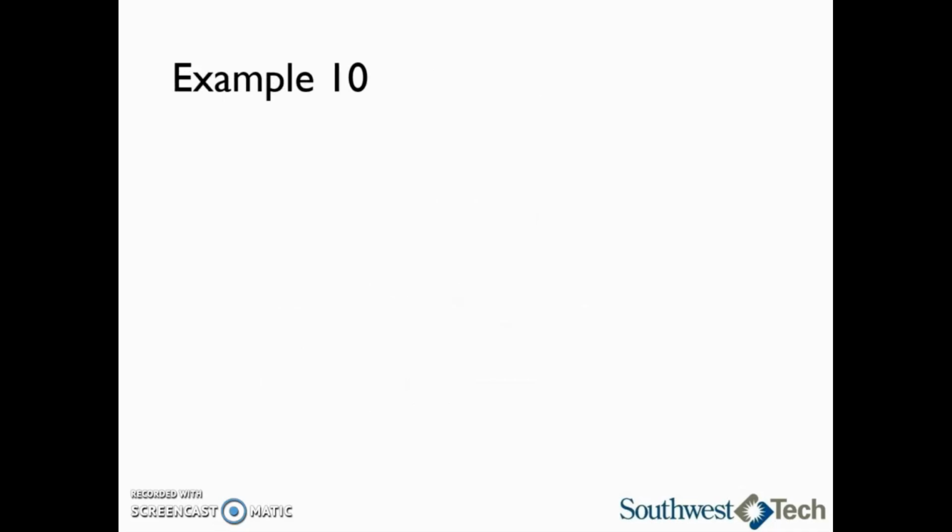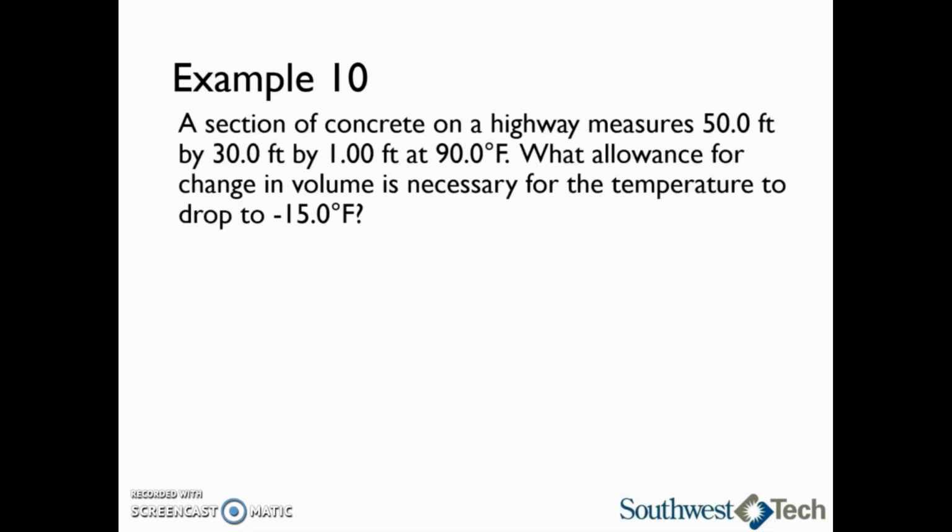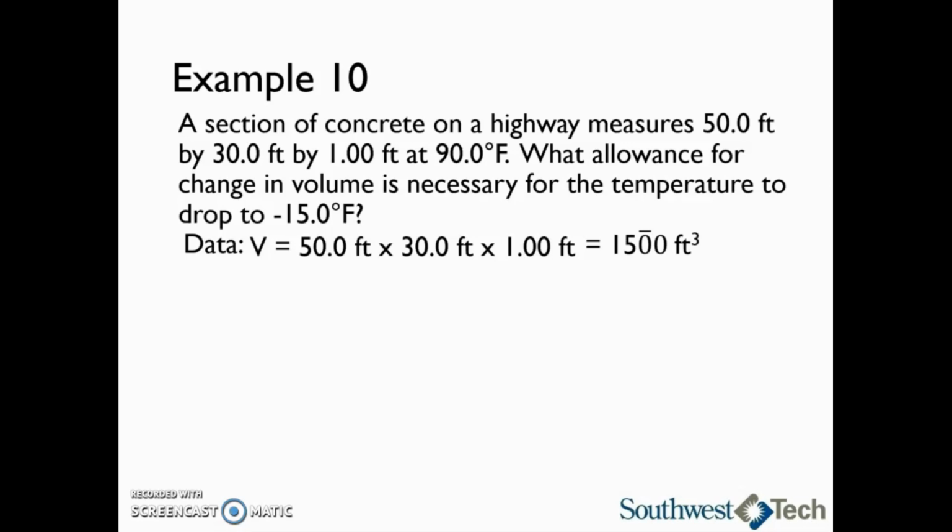Let's take a look at one more example. A section of concrete on a highway measures 50.0 feet by 30.0 feet by 1.00 feet at 90.0 degrees Fahrenheit. What allowance for change in volume is necessary for the temperature to drop to negative 15.0 degrees Fahrenheit? First, we're going to go ahead and write down all of the information we know. We know the dimensions of the concrete is 50 feet by 30.0 feet by 1.00 feet, so this would give us an initial volume of 1,500 cubic feet.